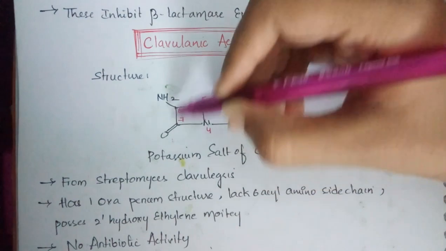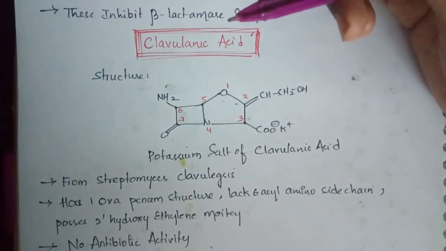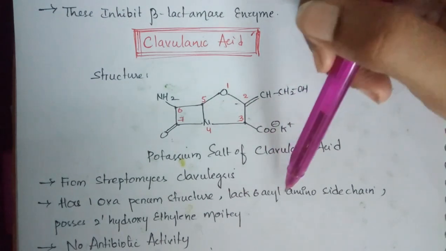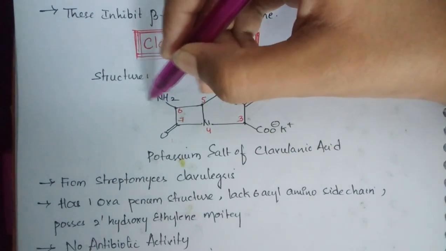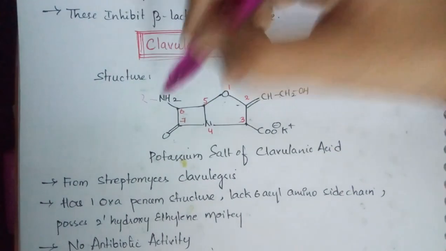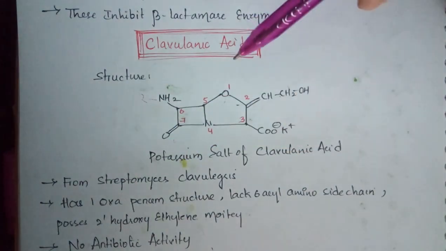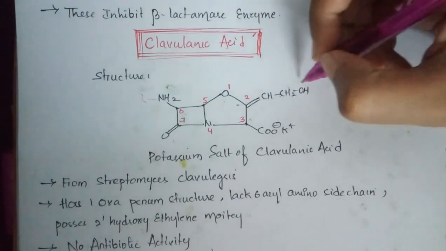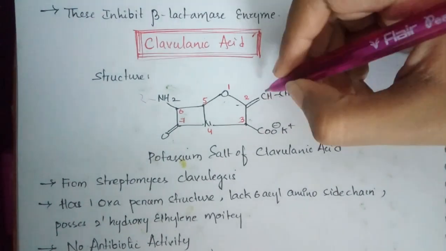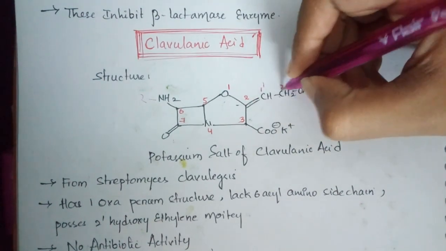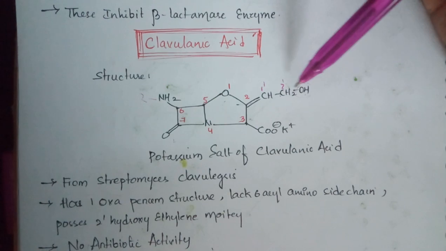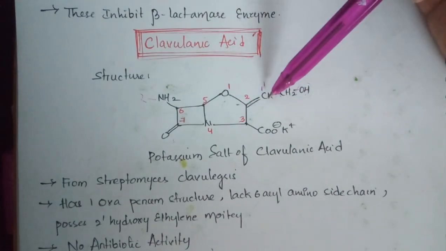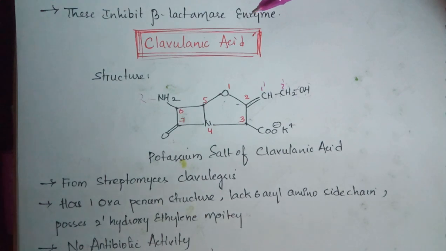This is a basic structure known as the 1-oxapenem structure, which lacks the 6-acylamino side chain that can be seen in penicillin. Here, at the amino group, penicillin has a side chain that is lacking in this structure, and what it possesses extra is a 2' hydroxy. Why 2'? At the 2 position you have 1', 2'. So at 2' you have an OH group. So the 2' hydroxyethylene moiety is present, and this drug doesn't have any antibacterial activity.